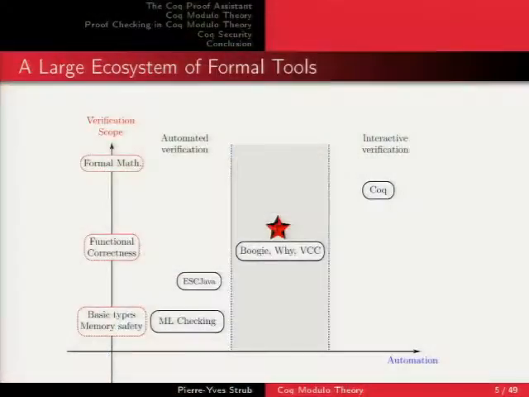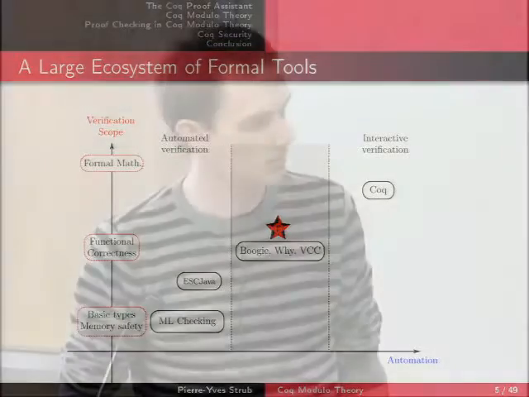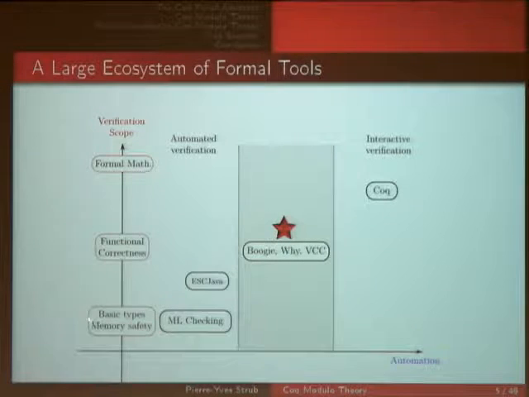So here is a broader map of the ecosystem of formal tools. On this line, you have the power of the formal tool, going from memory safety to functional correctness and to formal math.